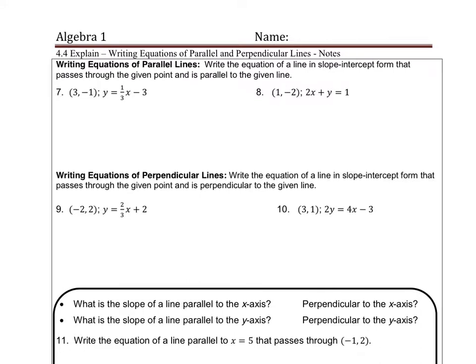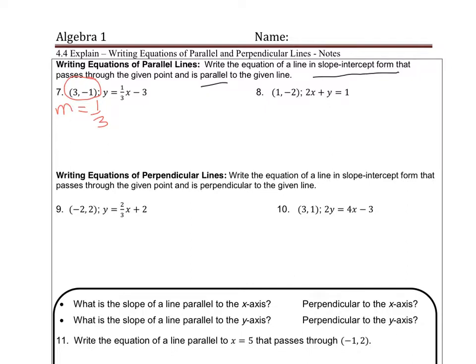What 7 and 8 are asking us to do is to write an equation in slope-intercept form. So slope-intercept form, that's y equals mx plus b, and they've given us a point, and they've given us another equation. So the other equation is the equation it's going to be parallel to. So parallel means the same slope. So we know that our new line is going to have a slope of 1/3, and it has the point of 3, -1.